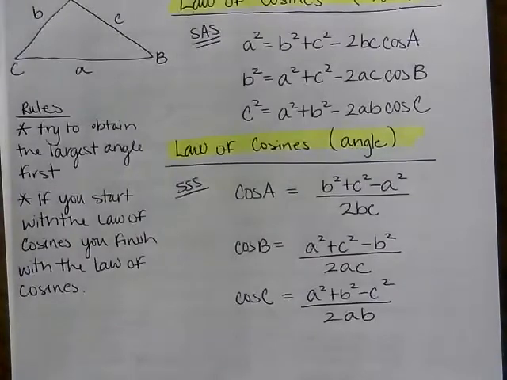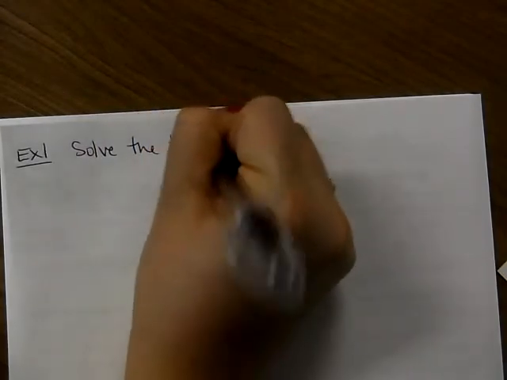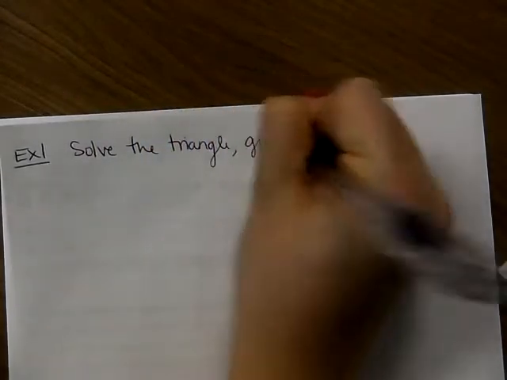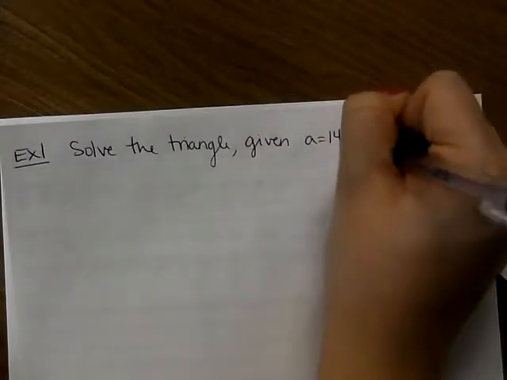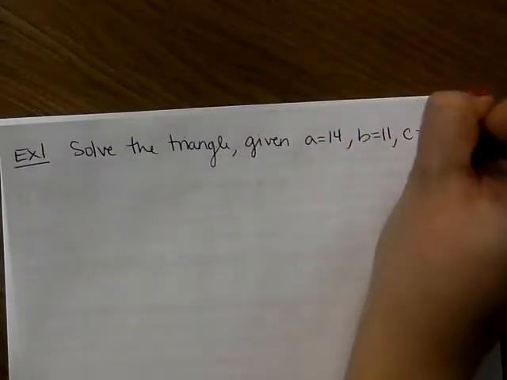Sound good? Are we ready to try a couple examples? Sure. Again, you're going to have to memorize these formulas. So far you have the law of sines, the area formula given two sides and an angle, and the law of cosines. Okay, example 1. Solve the triangle, given a equals 14, b equals 11, and c equals 21.